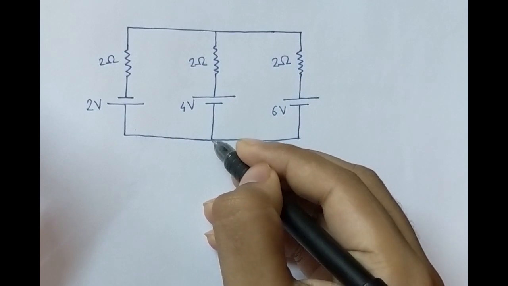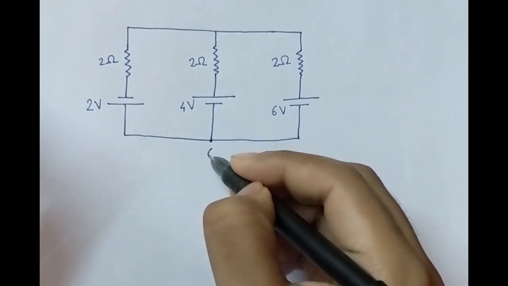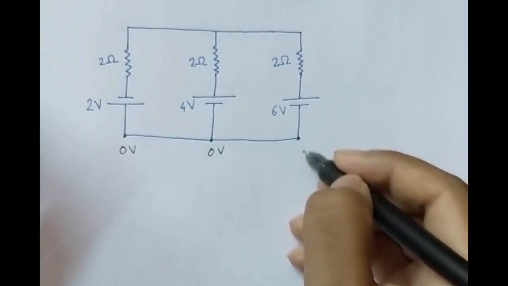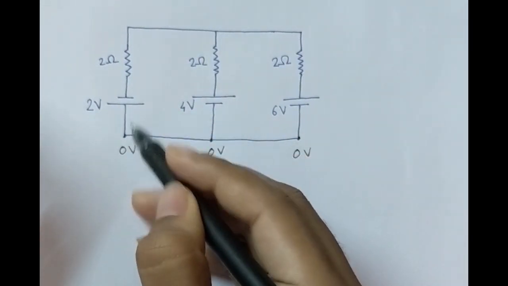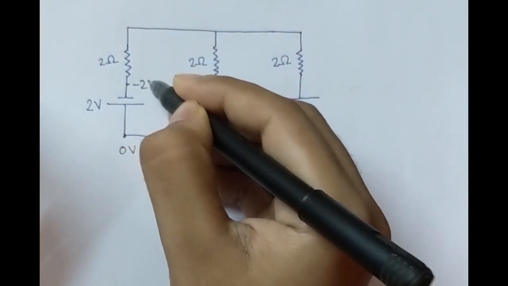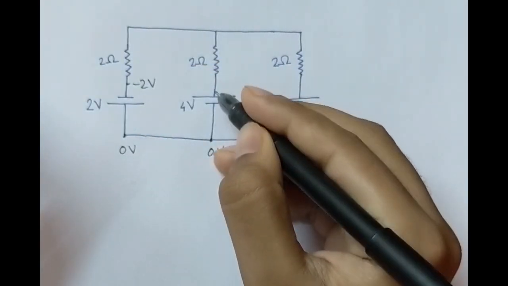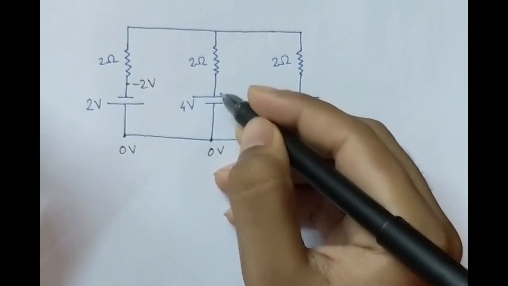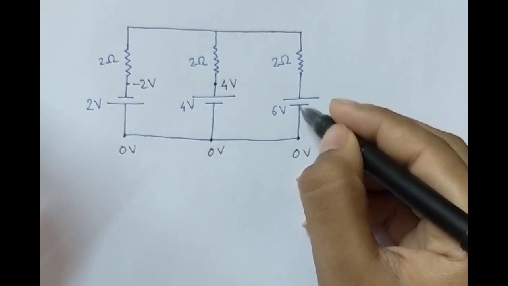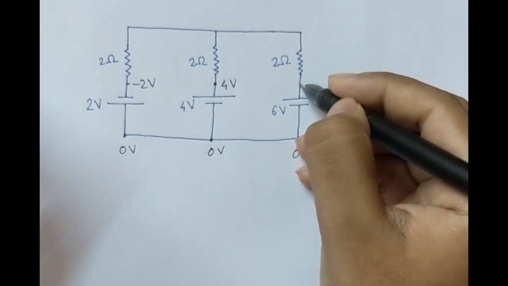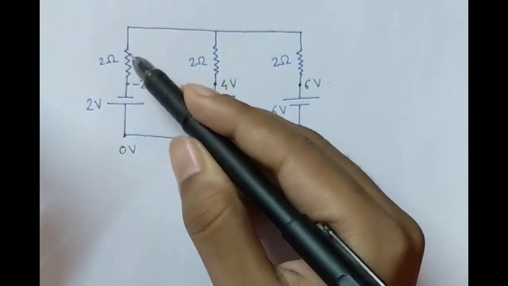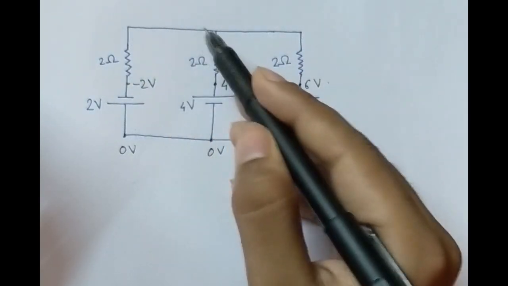Let's see why. Like with the previous sums, I again assume this to be at 0 volts. So this is at 0 volts and this is at 0 volts. If the positive terminal is at 0 volts, the negative terminal in this case has to be at minus 2 volts. If the negative terminal is at 0 volts, the positive terminal at this point has to be at 4 volts. If the negative is at 0, this has to be at 6 volts. But you see, I still cannot find the current through the resistances because I do not know the potentials at the top points.